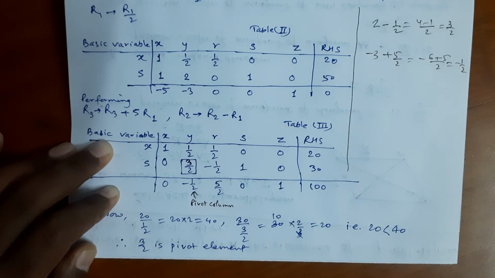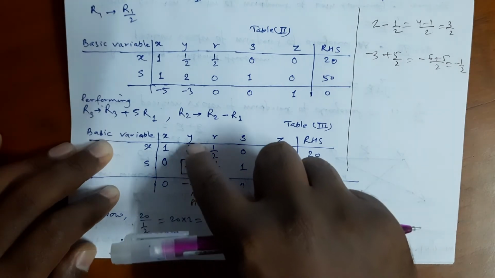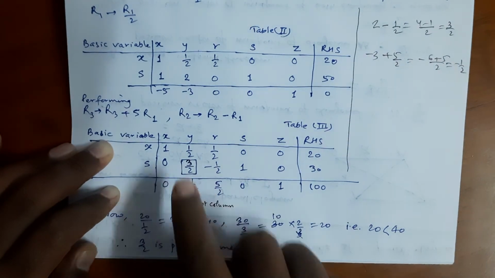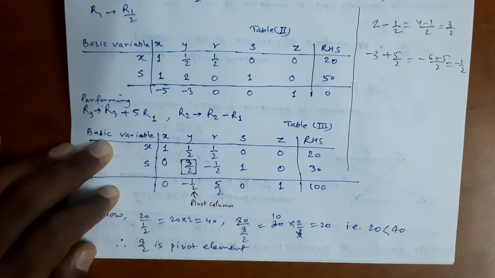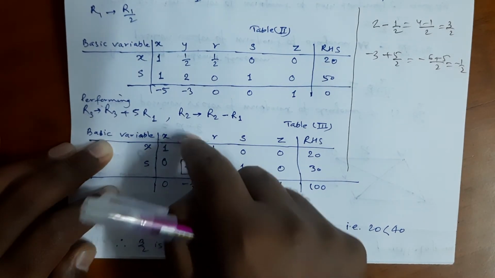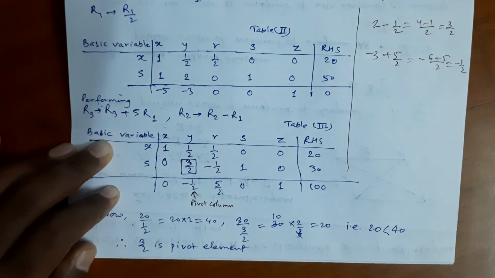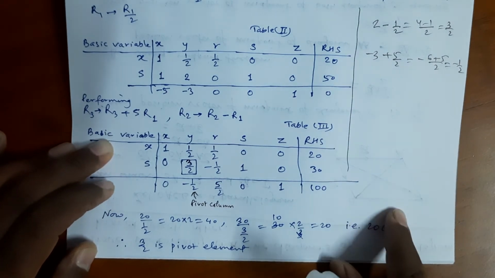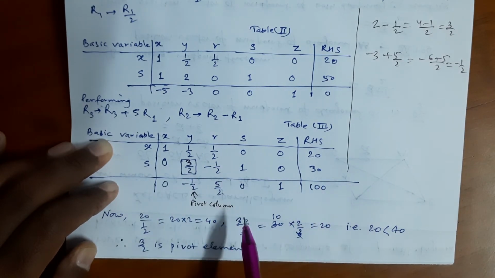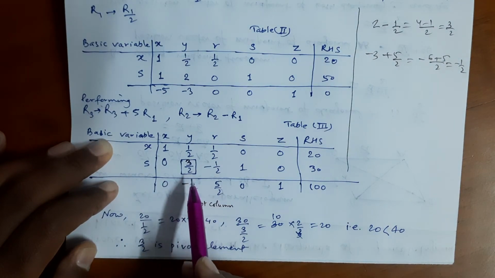except the pivot element in the pivot column must be made 0. So except this pivot element, other elements in the column must be made 0, meaning this 1 over 2 we should make 0, and this pivot element we should make 1. Our process is to make the pivot element 1 and the other elements in the pivot column 0. So we will do that now. To make this 1, we can multiply this row by 2 over 3. R2 we multiply by 2 over 3.